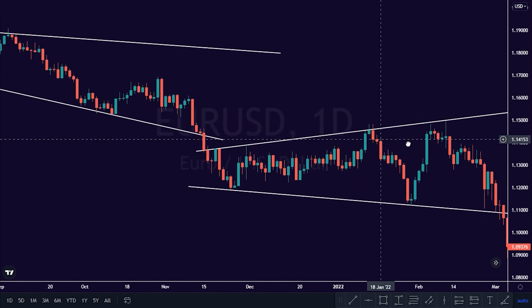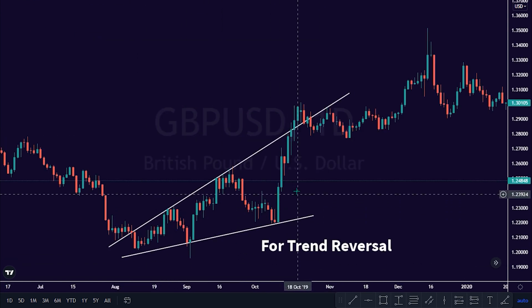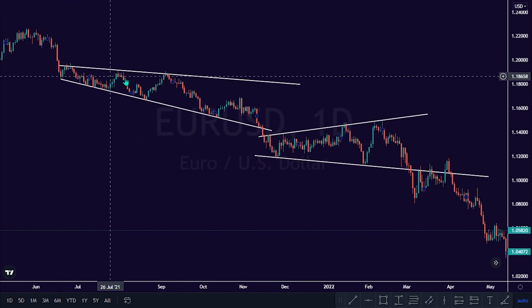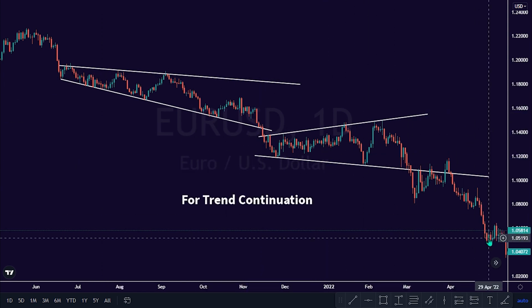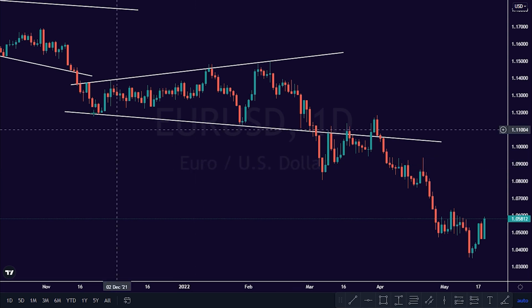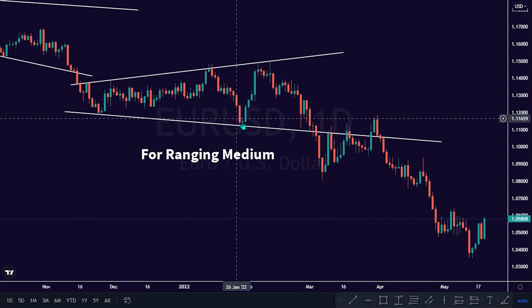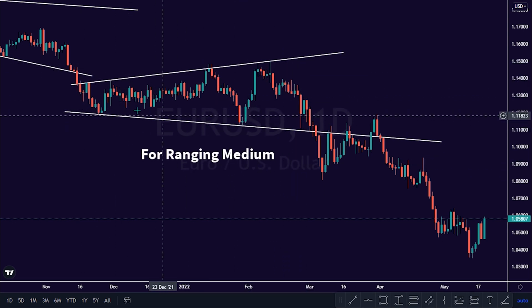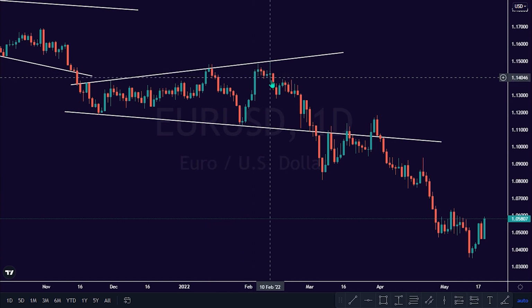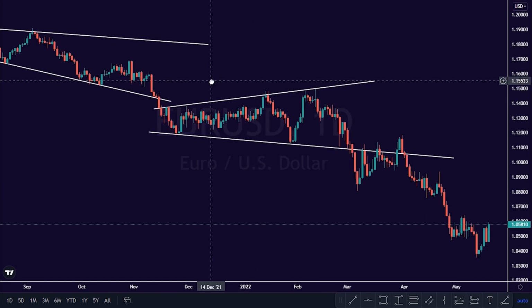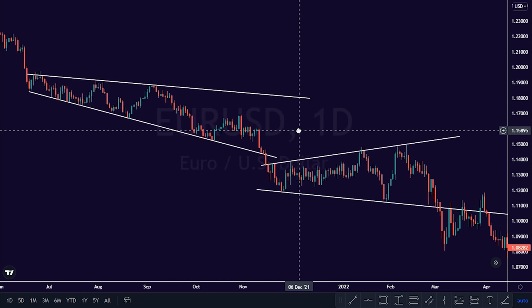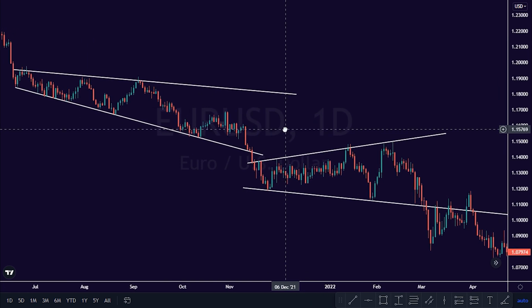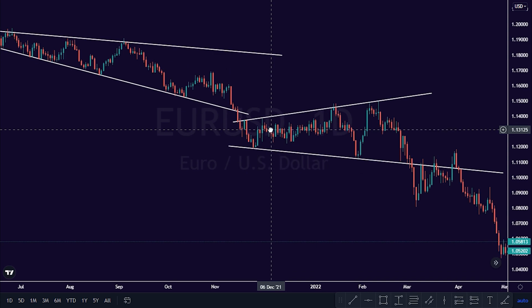Number 1, it can serve as a trend reversal. Number 2, it can serve for trend continuation. Number 3, it can also serve for a ranging medium price movement. This is one of the reasons why this chart pattern is classified as a complex chart pattern. This means that the pattern does not have a precise directional price forecast.